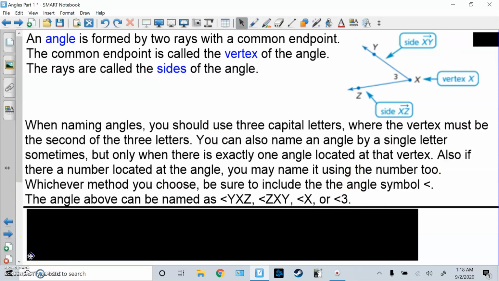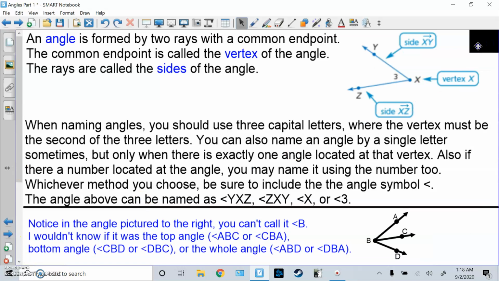Now here's another example where you can't use a single letter. So notice in this angle picture to the right, you cannot just say angle B, because I don't know what you're talking about. It could be the top angle, which is angle ABC, or you can reverse that to CBA. Or the bottom angle, for example CBD or DBC, or the entire whole big angle, angle ABD or DBA. So I don't know what angle B is, so you cannot use a single letter here. To be safe, you should always use 3 letters.